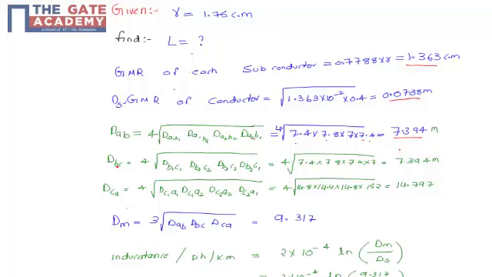Then find the same for BC. Substitute the values of B1 C1, and after solving we get the same value, that is 7.3494 meters. Substitute the values for DCA also in the same way, and we get 14.797 meters. So we know these three values. We can find the value of Dm, that is the cube root of DAB, DBC and DCA. Substituting the values, we get the value of Dm as 9.317 meter.